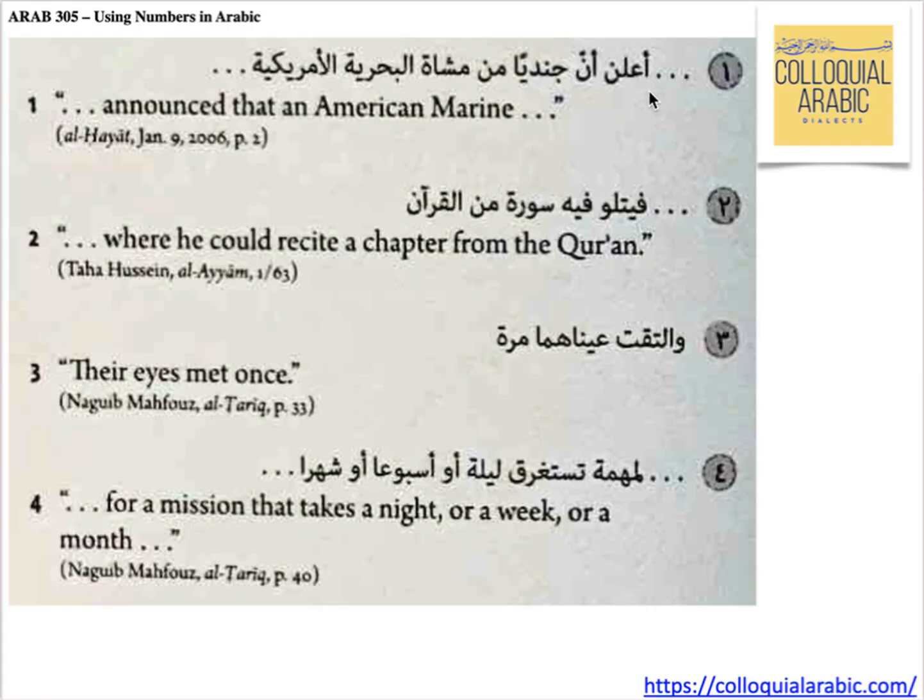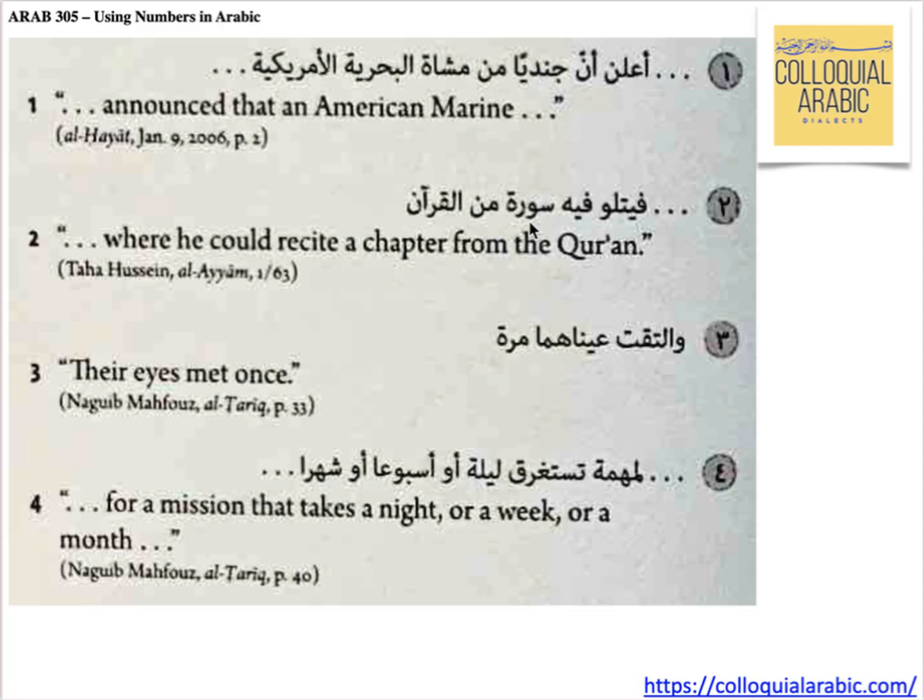For example, أعلن أن جنديا من مشاة البحرية الأمريكية, announced that an American soldier, jundian. So basically, the number one here is the one American Marine, min mushat, infantry, al bahri, the naval. So it's the American Marines. So that's one example. So jundian, the noun itself, stands for one.